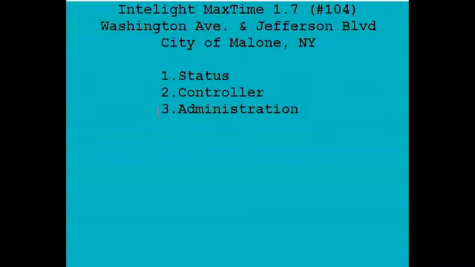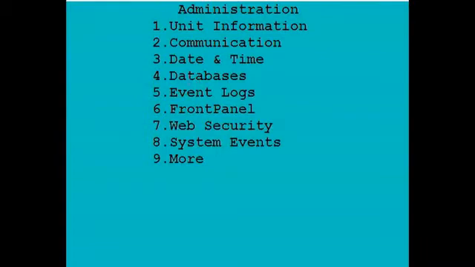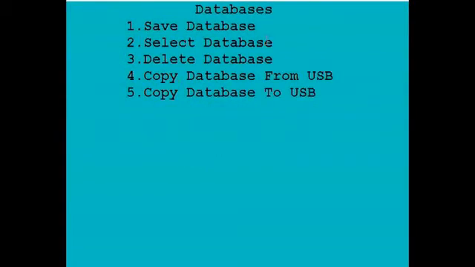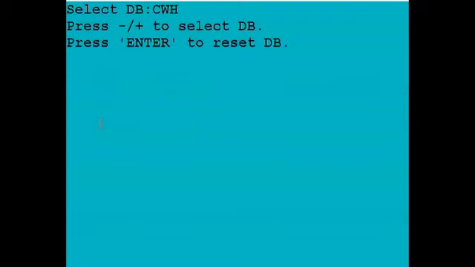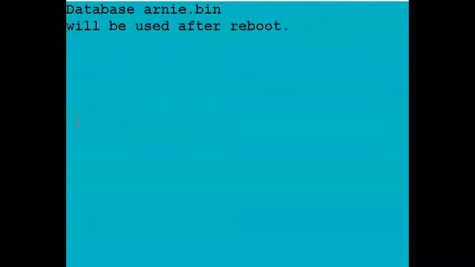The next step is that now that we've copied the database into this controller, we have to select it. From the main menu, you'll notice that we still have the replacement intersection. We go 3 for administration, 4 for databases, 2 for select databases, and we hit the plus key to scroll through. So there are 4 basic steps: save, copy out, copy in, select. We find arnie.ben, we hit enter. Notice there's a message, will be used after reboot. So now that we've selected it, we have to reboot.